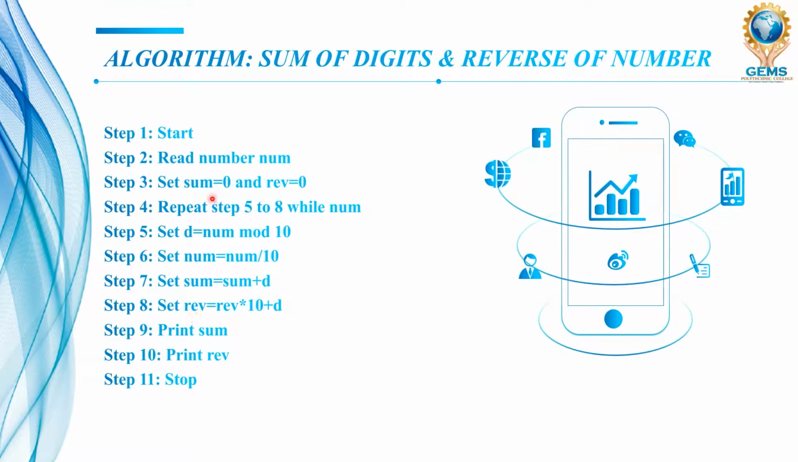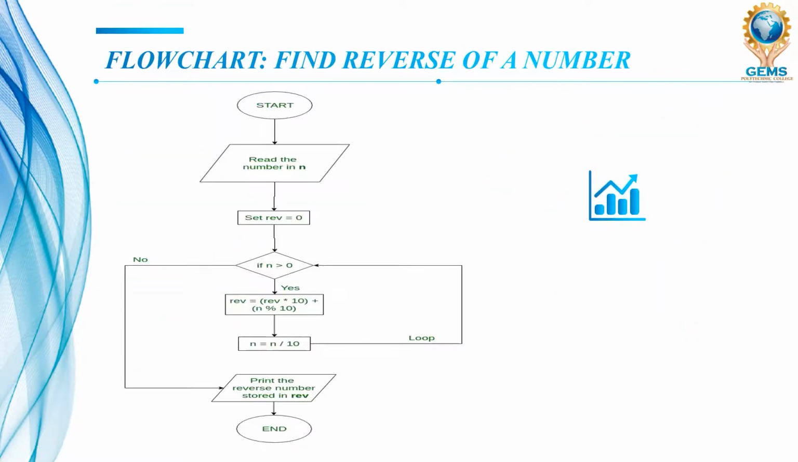So this is the basic way to write algorithms. I have written the algorithm for your reference. Now this is the flowchart to find the reverse of a number, based on what we discussed in the algorithm. The same algorithm we are going to represent in a picture way.